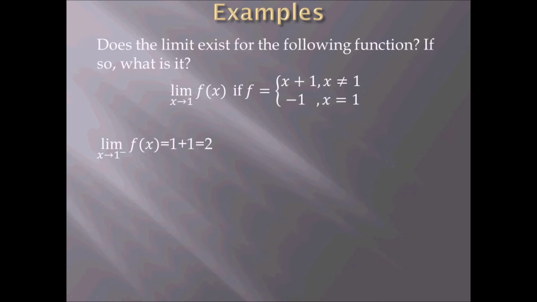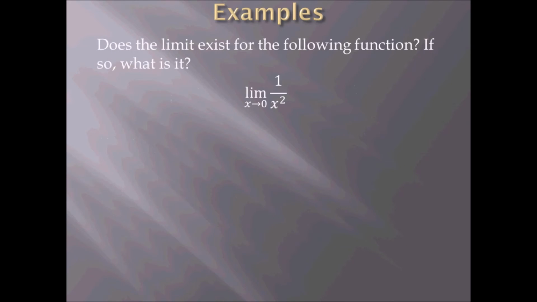How do you calculate it? Well, on the left of x equals 1, you get the function x plus 1, and substitute that and you get 2. And I'll do the same thing from the right, because on both sides of x equals 1 you have the function x plus 1. So either way you get 2, and since it's the same from both sides, the limit does exist. So it is 2. Now, does the limit exist for the following function? If so, what is it?